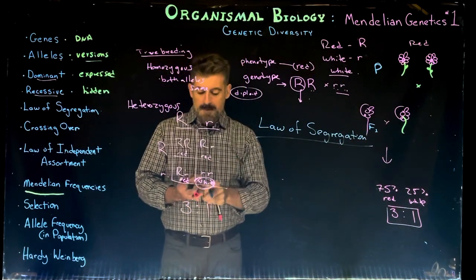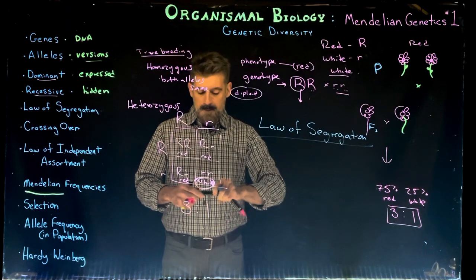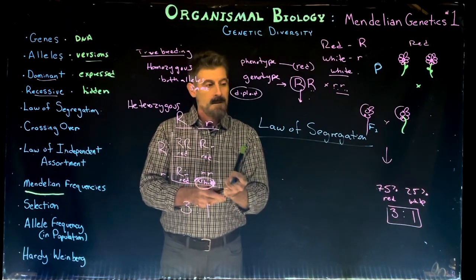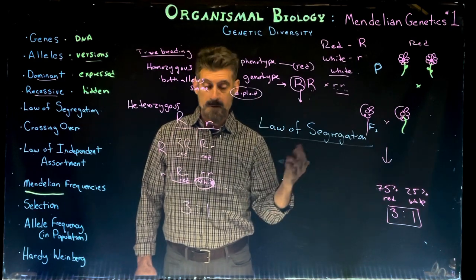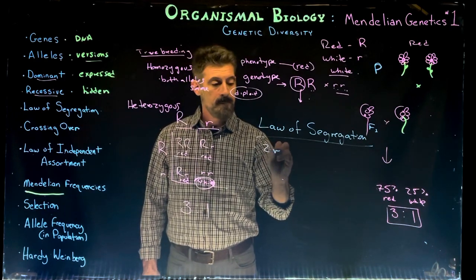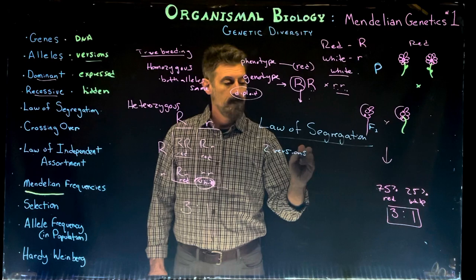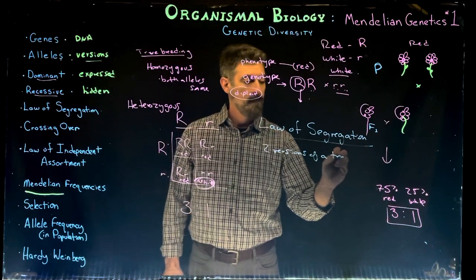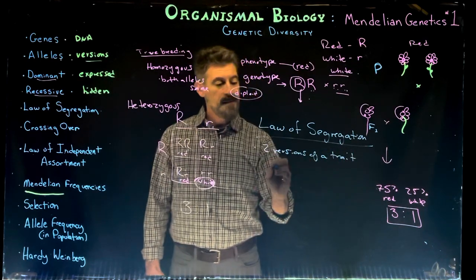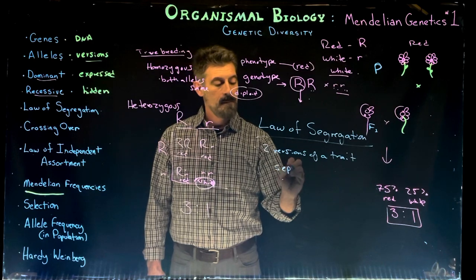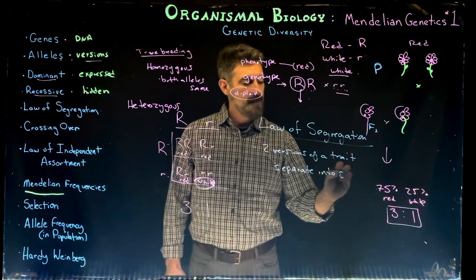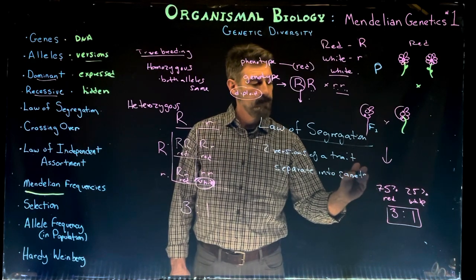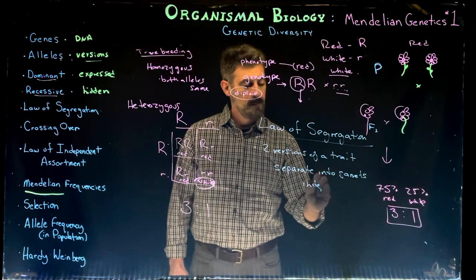And so for the law of segregation, what we have is that there are two versions of a trait, and they separate into gametes independently.